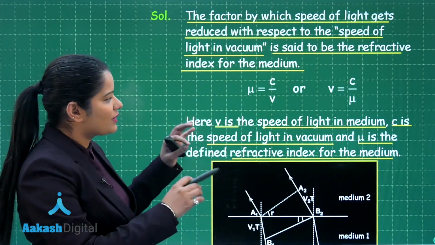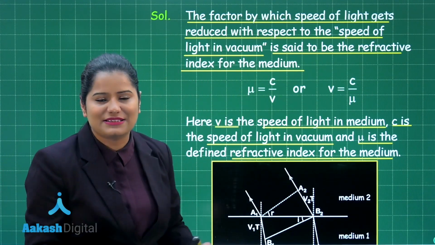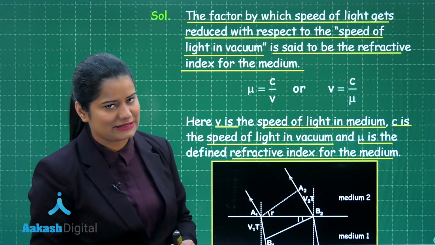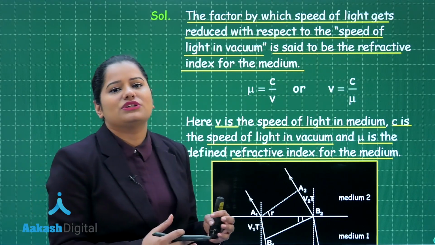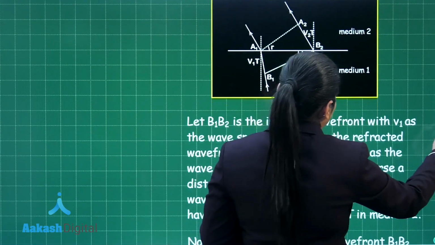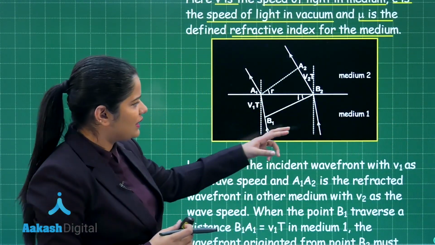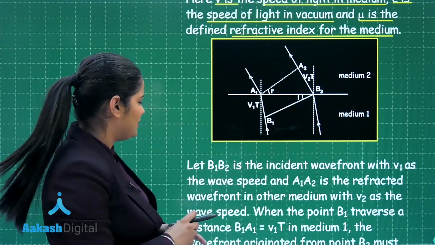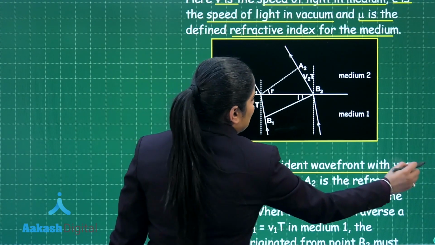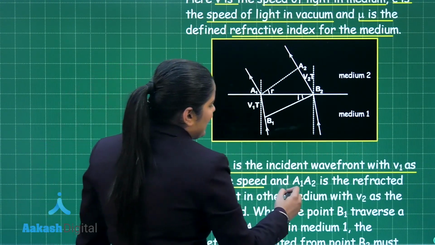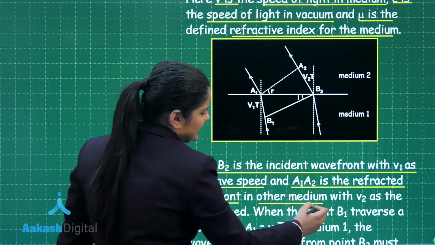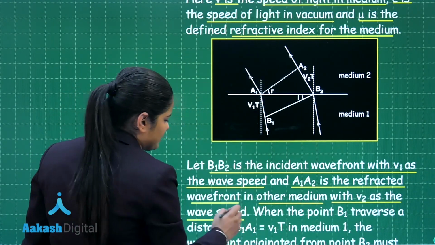And if you have written all this, you have successfully answered the first part of the question, which wants you to define the refractive index. Now the next part of the question wants you to prove Snell's law using the wave theory. For that you can have a look at this diagram where I have taken these two mediums, medium 1 and medium 2. Here B1 B2 is the incident wavefront with V1 as the wave speed, and A1 A2 is the refracted wavefront in the other medium, as you can see, with V2 as the wave speed.